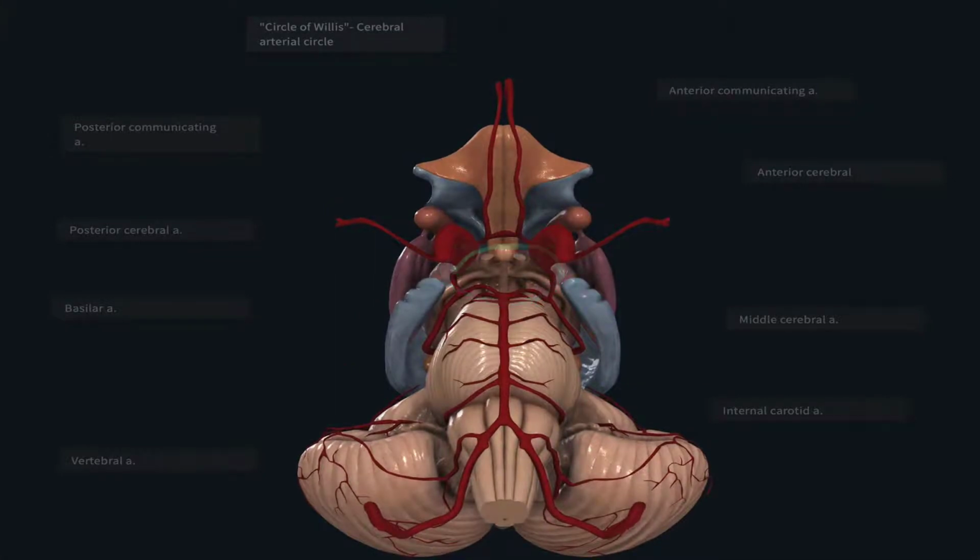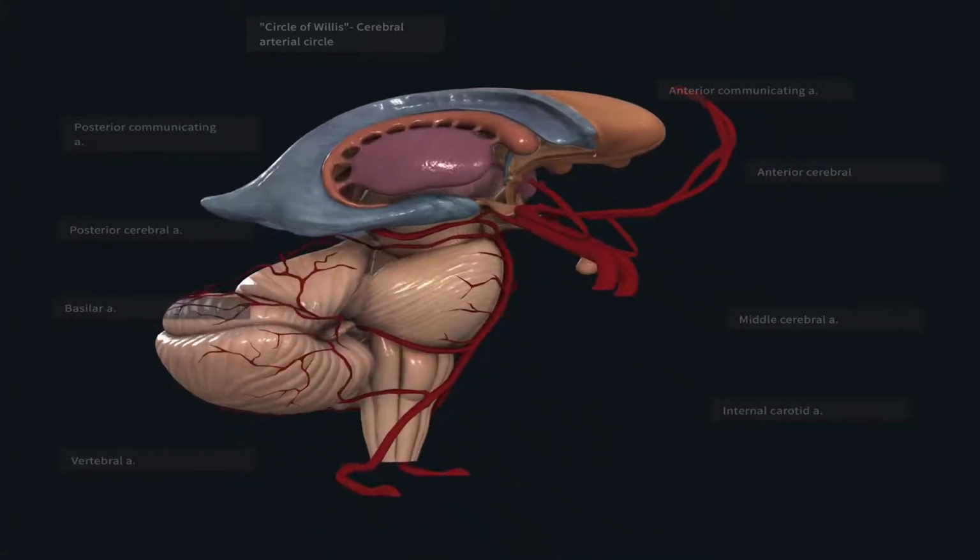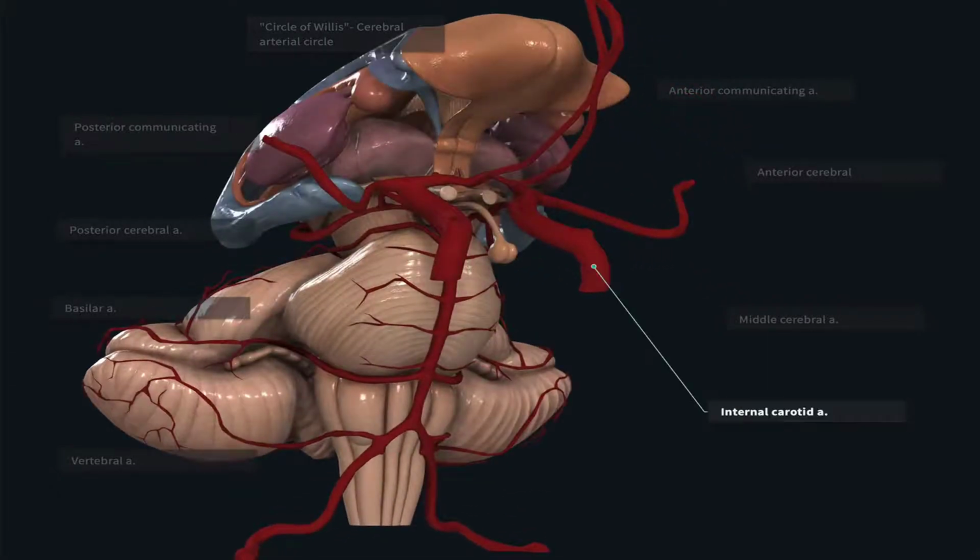Now, the major contributions to the circle are going to be provided by the two major inflows of blood to the brain. The anterior route of blood to reach the brain is the internal carotid artery on both the right and the left sides. So we're going to have on the left side of the skull an internal carotid artery ascending up to this loop, and on the right side of the individual's skull.